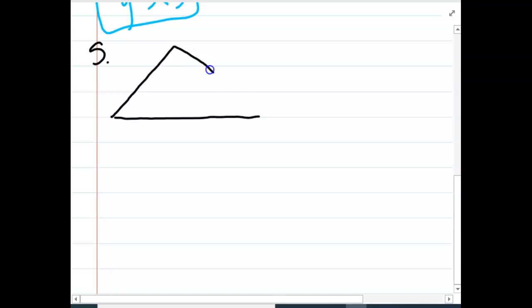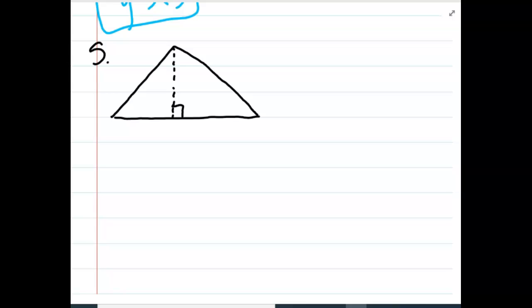But as promised, I'm going to throw a couple of extra examples up here for more of what you're going to have to be doing on Monday. So, number 5, let's draw a little bit bigger triangle. What we're going to do is show the altitude, or the height, of a triangle, which means that's a 90-degree angle. It goes from the top of the triangle straight down to the other side.